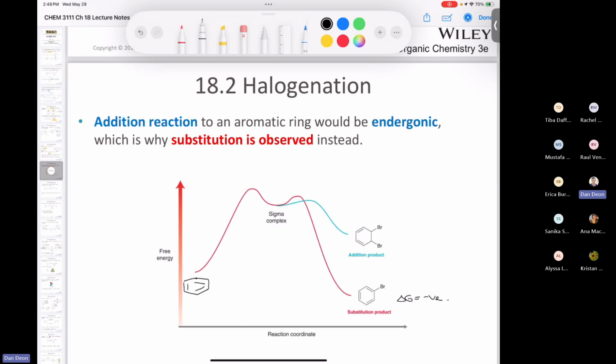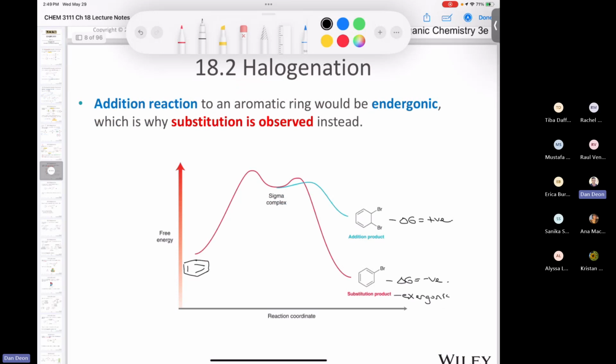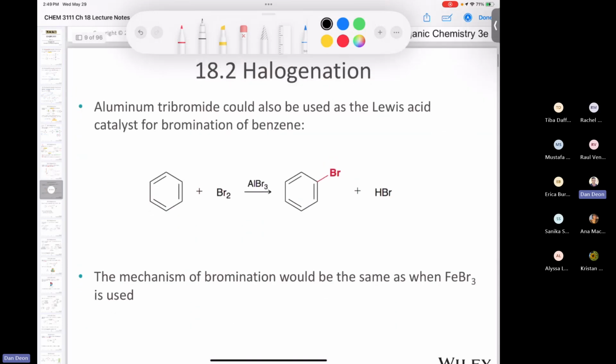Therefore, it is spontaneous. However, if you were to do the addition reaction, in that case, it would be endergonic, as it says up here in the notes. And so that would not be a spontaneous reaction. So let me write that word down here. So this is exergonic. When delta G is negative, it's an exergonic reaction. Whereas in the case where it's endergonic, delta G is going to be a positive number, like that. All right, so there you go. So that gives you a little bit of a thermodynamic explanation as to why electrophilic aromatic substitution occurs, because we end up with something that's more stable.